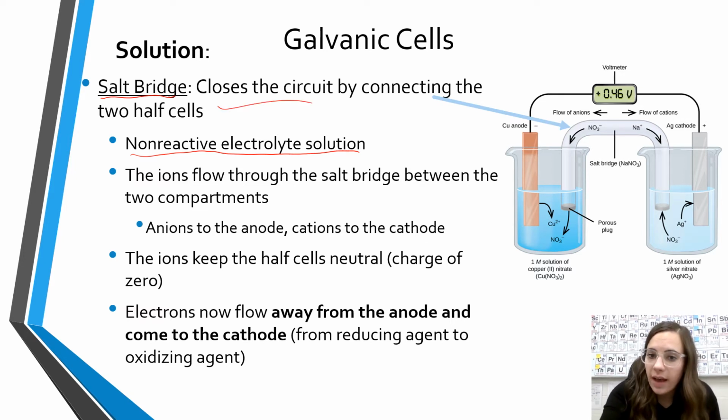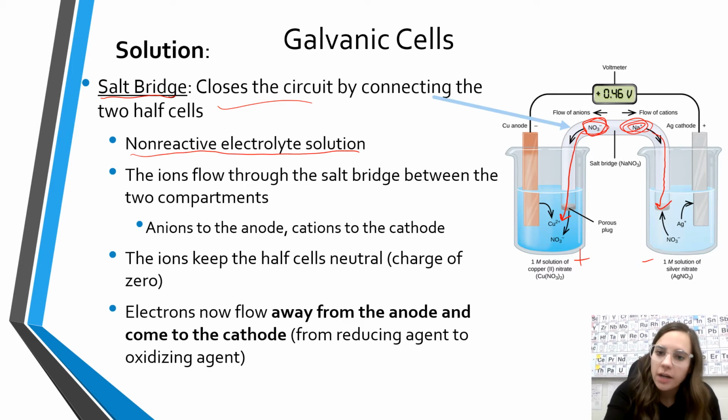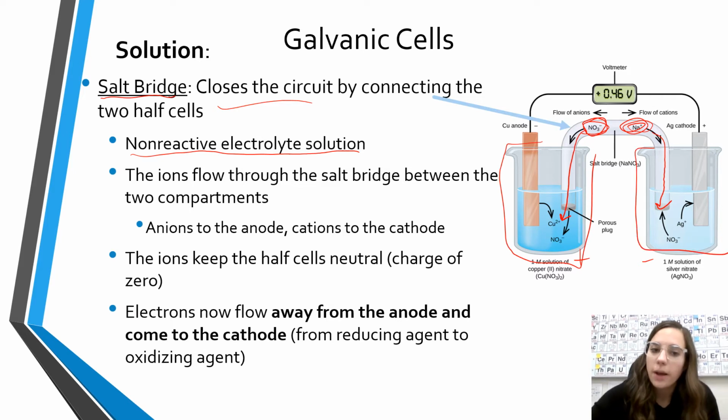So instead of having this positive charge buildup and negative charge buildup, which is going to happen, the negative ions in our salt bridge flow into here to balance it out. And our positive ions from the salt bridge flow into here to balance it out. Now it keeps our overall charge neutral in our half cells, and so now the electrons can continue to flow.